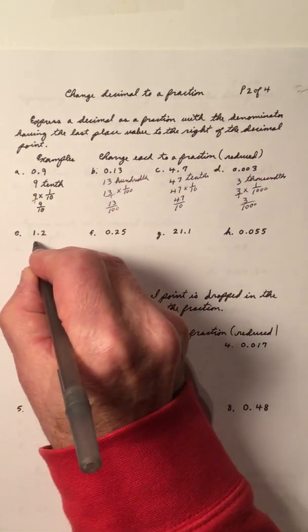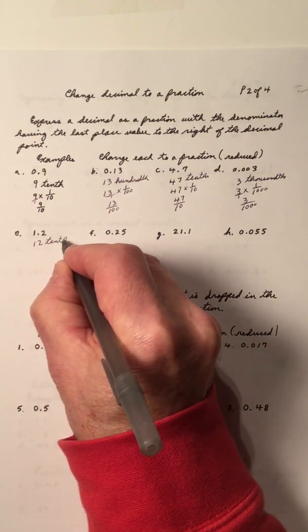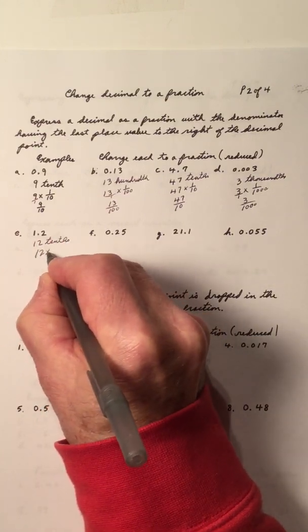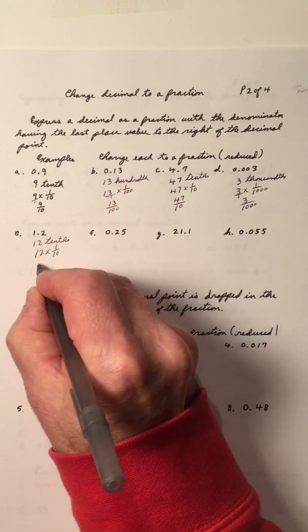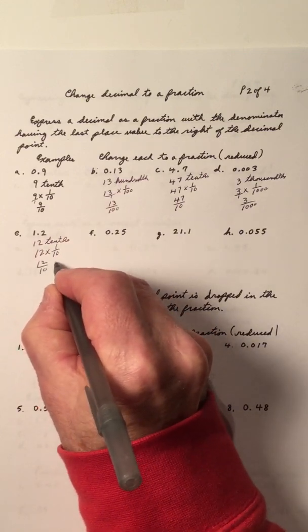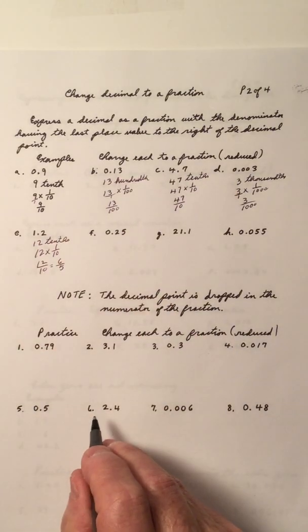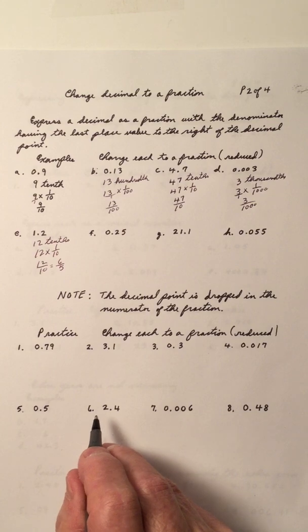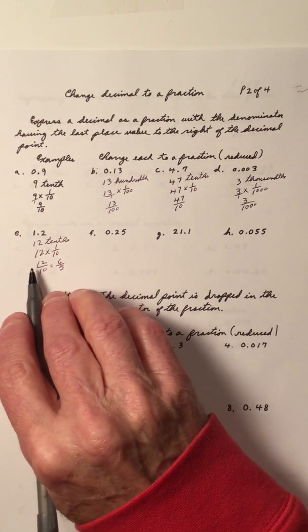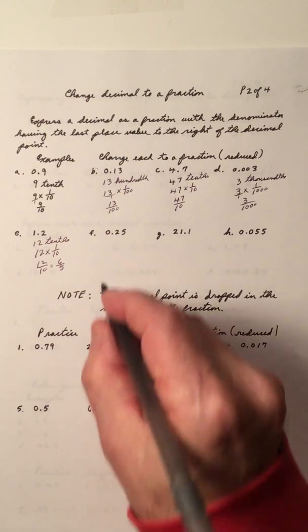1.2 is 12/10. 12 times 1/10, and that's 12 over 10, and that reduces to 6 over 5 as a fraction. And you could say that as a mixed number, but we're not talking about changing to mixed numbers.